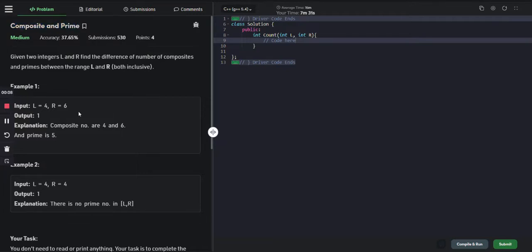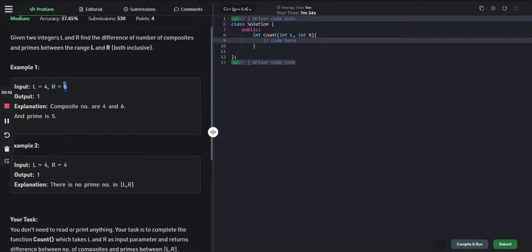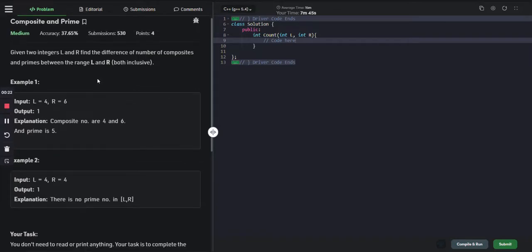We are given an input of two integers, L and R, which are the left and right limits, and we need to consider the prime numbers between L and R, both inclusive. What we need to return is the difference between the number of composite numbers present between L and R and the number of prime numbers present between L and R.